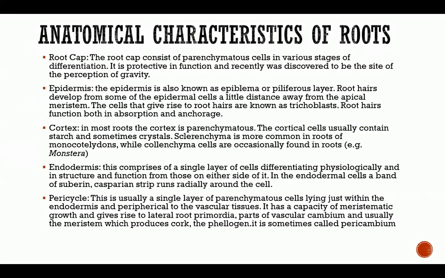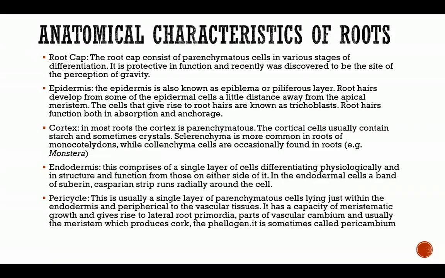Endodermis. This comprises a single layer of cells differentiating physiologically in structure and function from those on either side of it. In the endodermal cells, a band of suberin, the Casparian strip, runs radially around the cell.